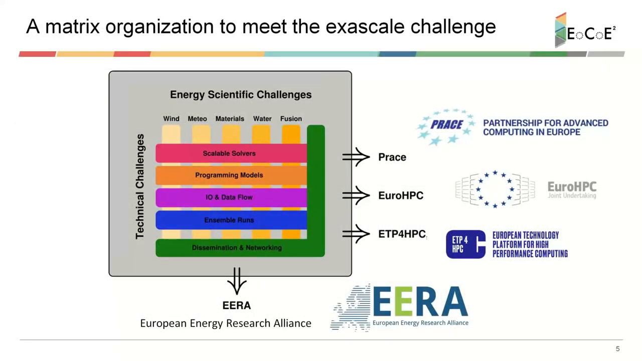How is the ECO project structured? We have a matrix of organizations to meet the exascale challenges. We have five energy scientific challenges: wind, meteo, materials, water, and fusion, and four technical challenges: scalable solvers, programming models, I/O, data flow, and ensemble run. We are tightly linked with the major European organizations in HPC, PRACE, EuroHPC, and ETP4HPC. And we are also collaborating tightly with EERA, the European Energy Research Alliance.